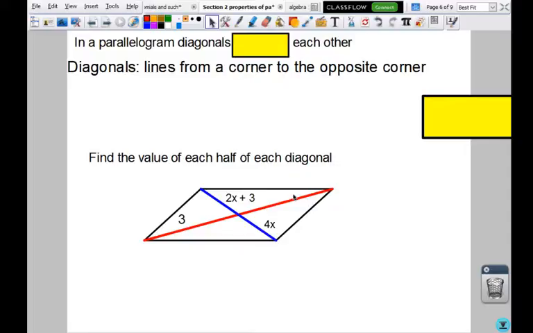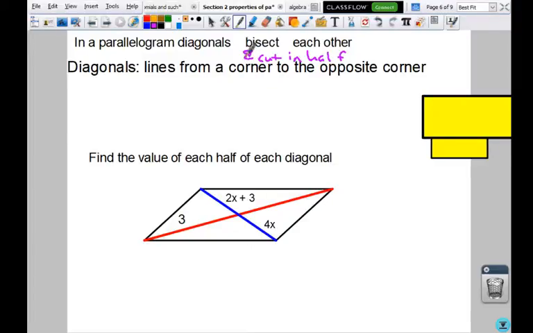Diagonals go from one corner to the opposite corner. So in a parallelogram, diagonals bisect each other. Do you remember what bisect means? Cuts in half. So diagonals cut each other in half.